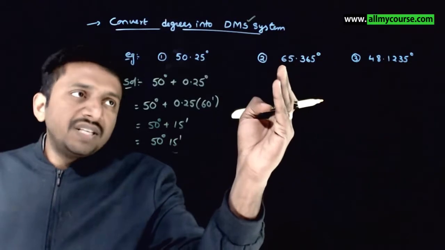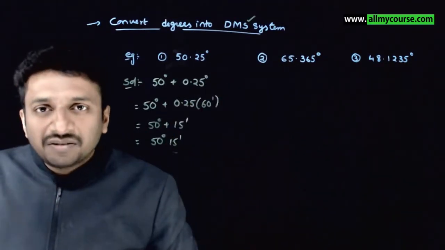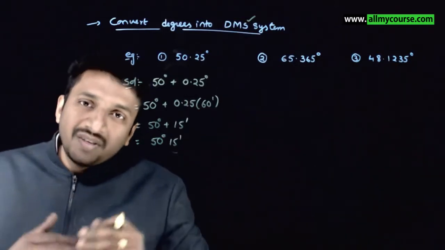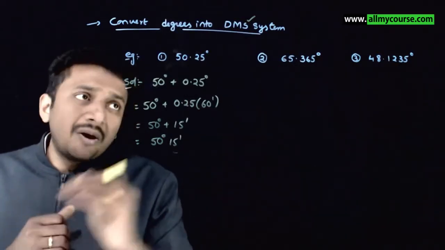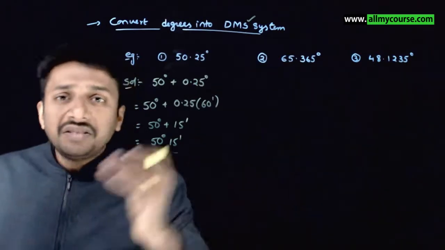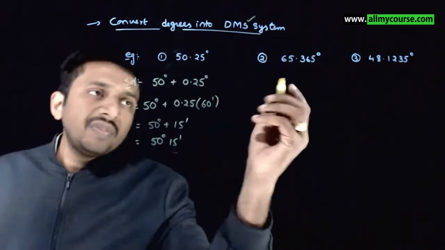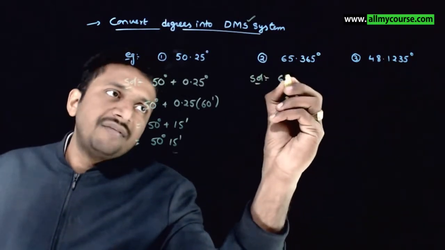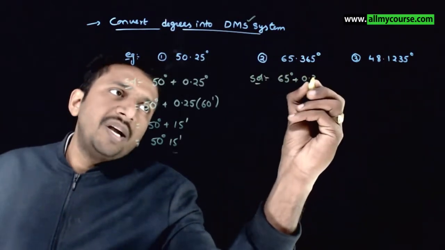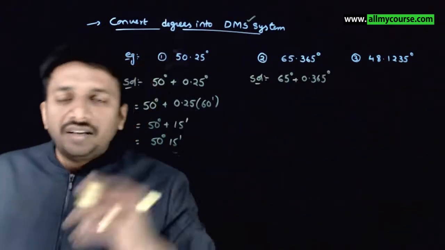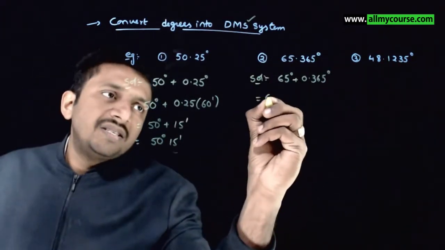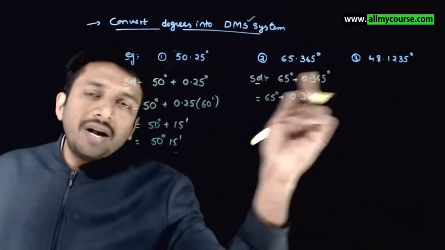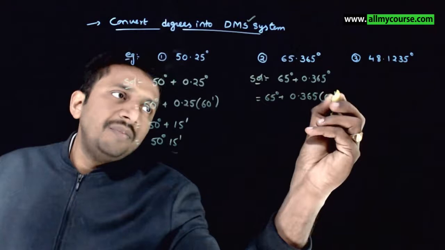Next, let us go for 65.365 degrees. I want to convert this into minutes and seconds. You cannot directly write it as 65 degrees 365 minutes. That's wrong. So how we do it is: 65.365 is 65 complete degrees plus 0.365 of a degree. That's nothing but 65 degrees plus 0.365, and 1 degree is equal to 60 minutes, right?